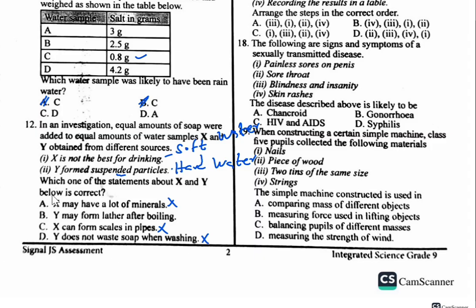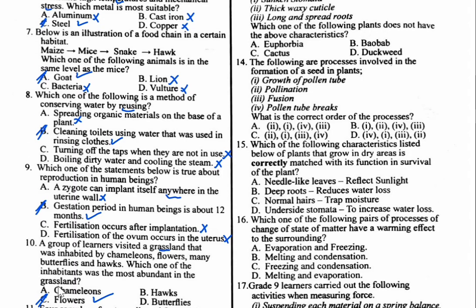And therefore we are left with B, which says Y may form lather after boiling. We know that when you boil the hard water, you're going to remove the hardness, and therefore it can form lather. That is, it's going to lather easily in soap. And therefore the correct option is B. We continue to question number 13.